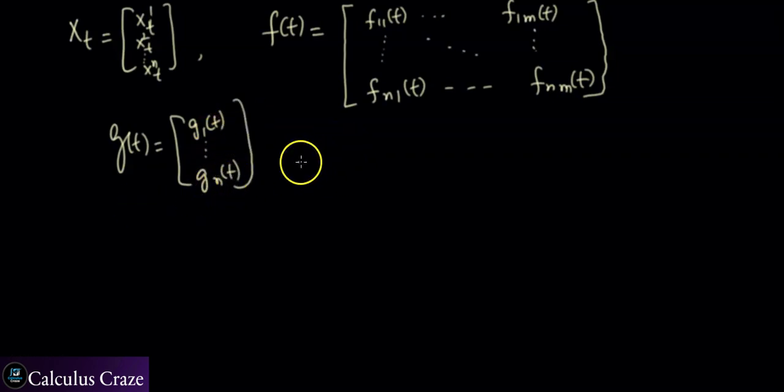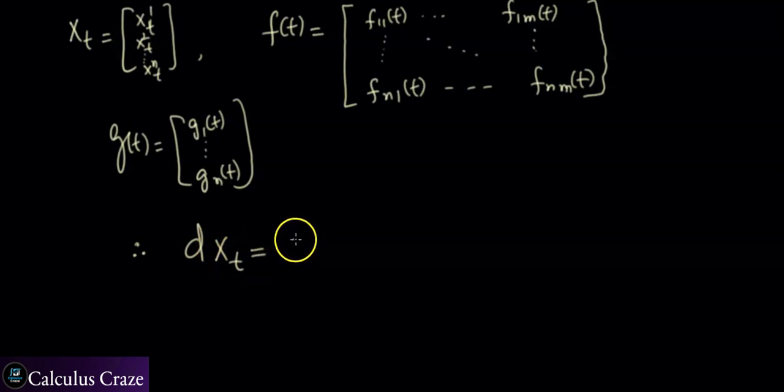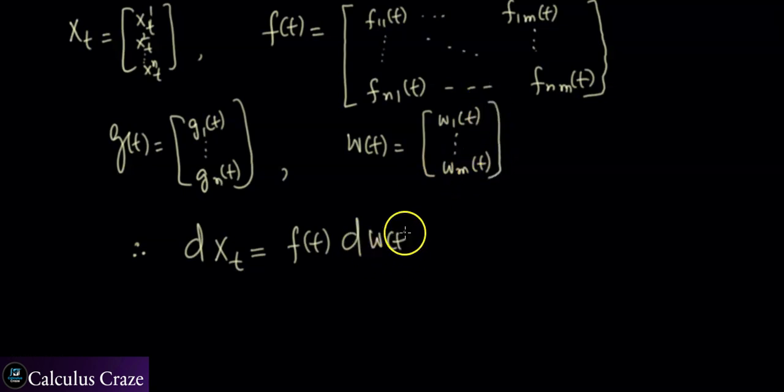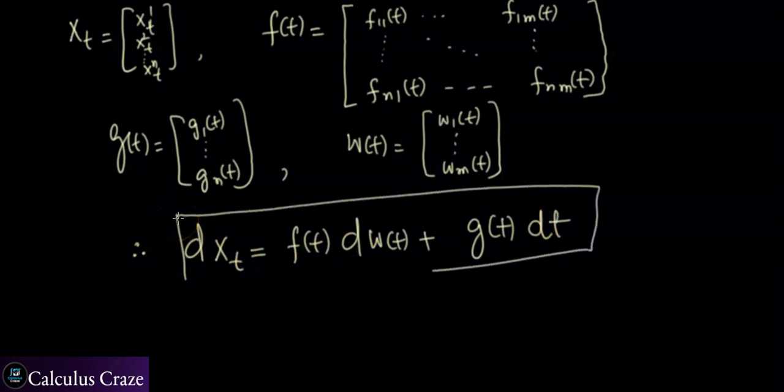So if I define this terminology, then I can put the above equation into the following form. dx of t is given by F of t dW of t plus G of t dt, where I also define W of t, which is given by w1 of t till wm of t. So now this is the equation which is defining n Ito processes, and each of the Ito processes is depending on the m different Brownian motions. So if this is the case, then what more do we have to say about this? Now I have just defined n Ito processes.